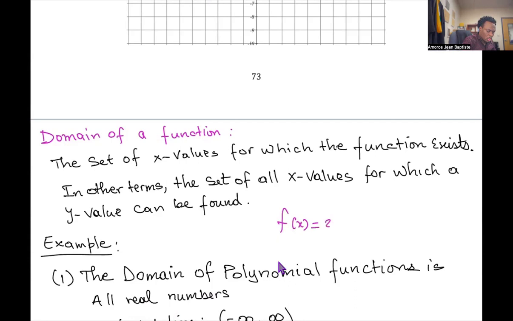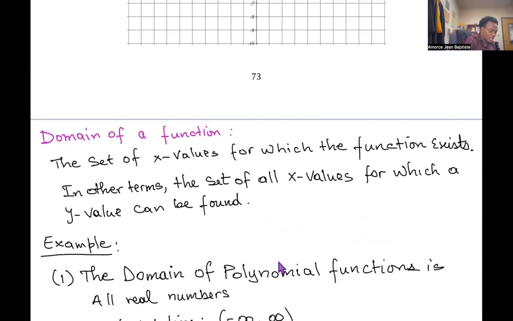equals 2x minus 5, a function like this, there is no x value that you would plug into this expression that will not give you an output for y. So any x value you plug into this function will give you a y value. So that makes this function exist. That makes the conclusion that this function exists for any x value. So the domain will be all real numbers.